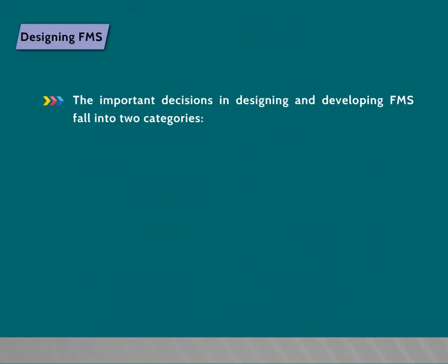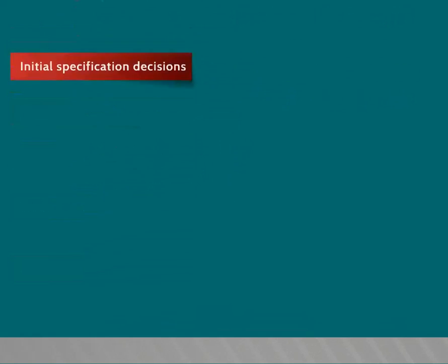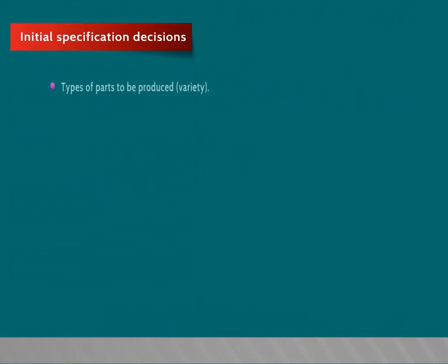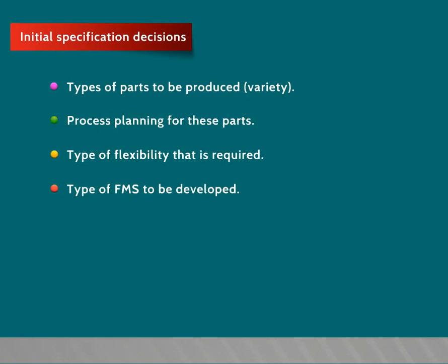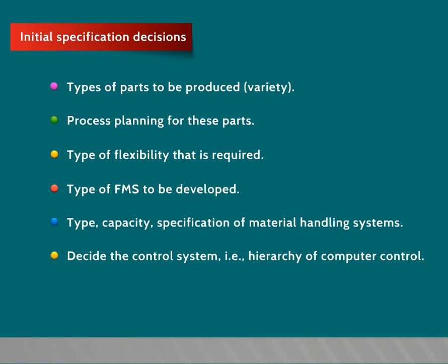Designing FMS. The important decisions in designing and developing FMS fall into 2 categories: initial specification decisions and implementation decisions. Initial specification decisions: types of parts to be produced, that is variety, process planning for these parts, type of flexibility that is required, type of FMS to be developed, type, capacity and specification of material handling systems. Design the control system, that is hierarchy of computer control.